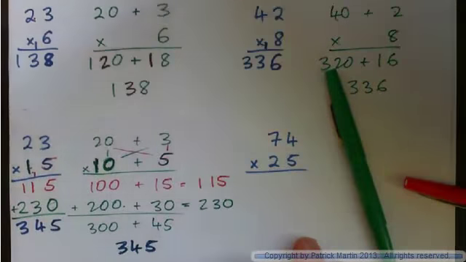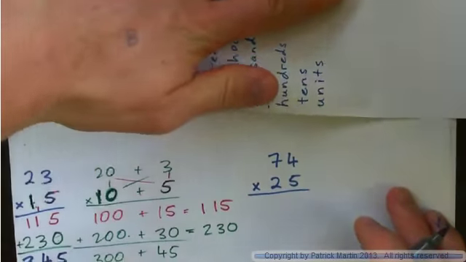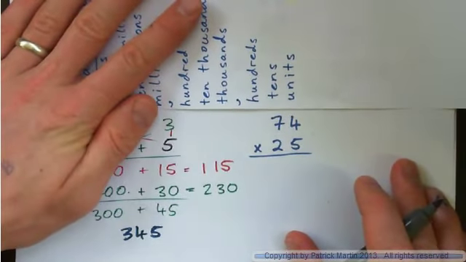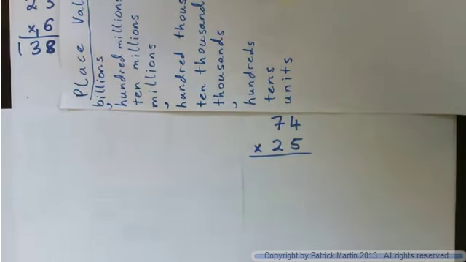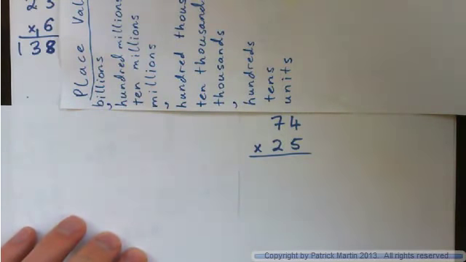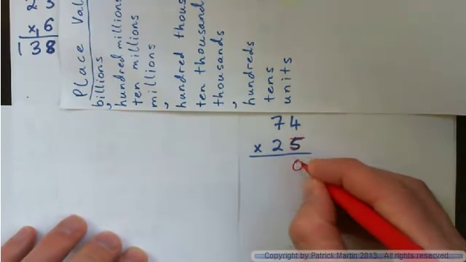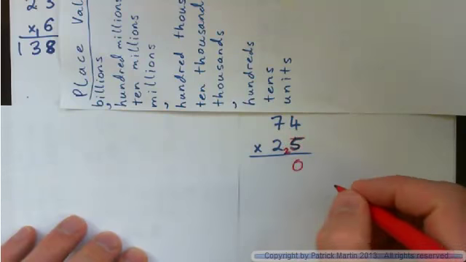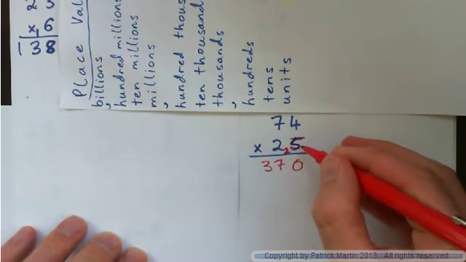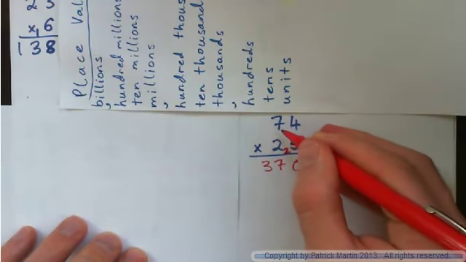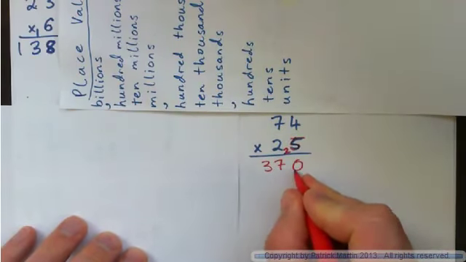So in any case, 74 times 25, hopefully we can understand this maybe. 5 units times 4 units is 5 times 4 is 20, put down 0, carry the 2. 5 times 7 is 35, and 2 is 37, right? But that is in fact 5 times 70, which is 350. Adding 20 gives 370, okay?